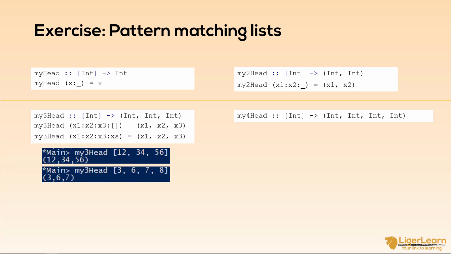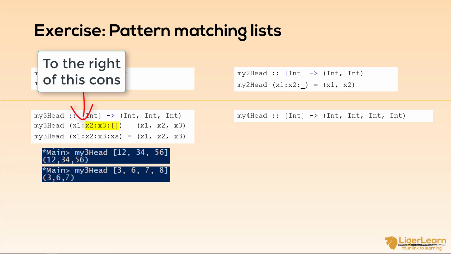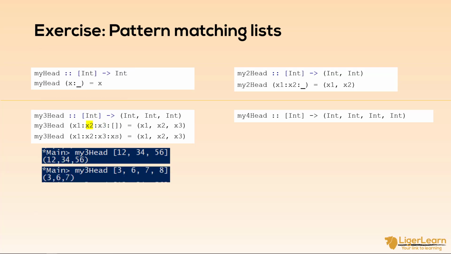Always remember that whatever is to the left of a cons is an individual item in a list, and whatever is to the right is the rest of the list. So we have x1, which is to the left of a cons, so we know for sure that if this pattern matches, there will be an item in the list, and since the type signature of the parameter is list of int, we know it will be an int. Then to the right of the cons is the rest of the list, but we continue destructuring the rest of the list by again using cons, so we have x2 cons the rest of the list.